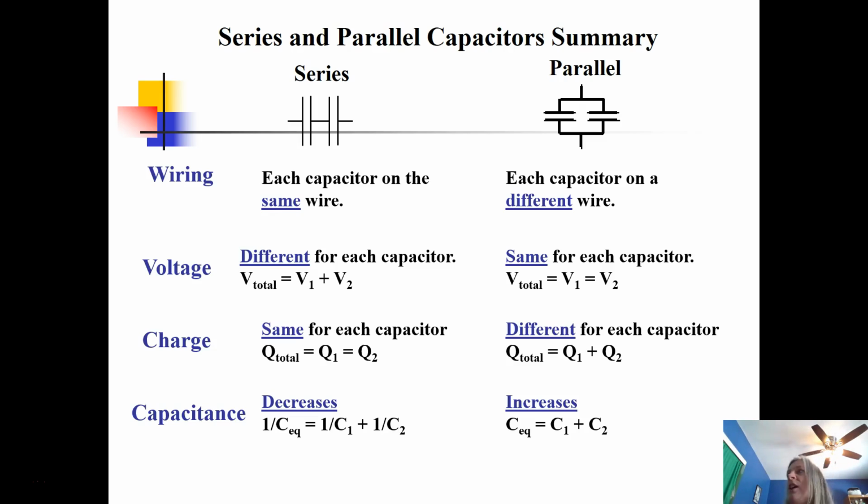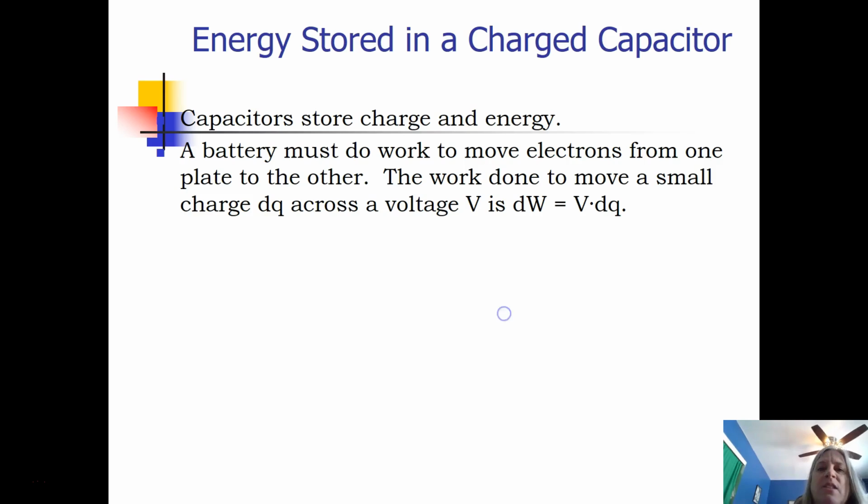The last thing I want to talk about is energy stored in a capacitor. All right, capacitors store charge, which means that they give us the potential for energy, kind of like a battery. A battery does work to put this charge on these plates, where they get stored because they can't move off of there. And then when I disconnect it from the battery and I connect it to another circuit, now the charge is going to flow until that potential is zero.